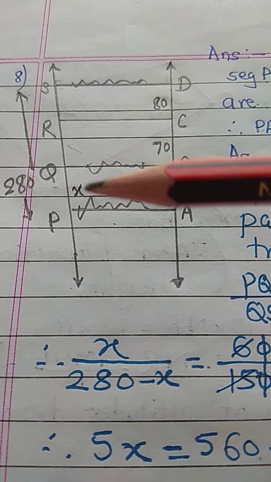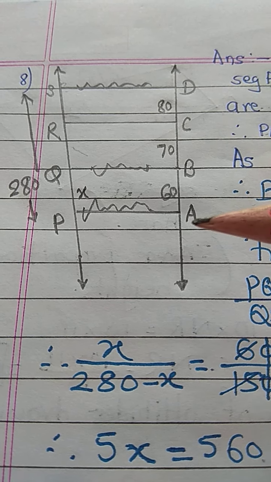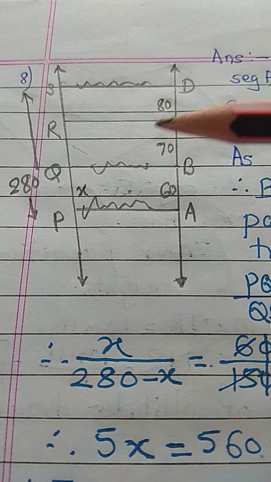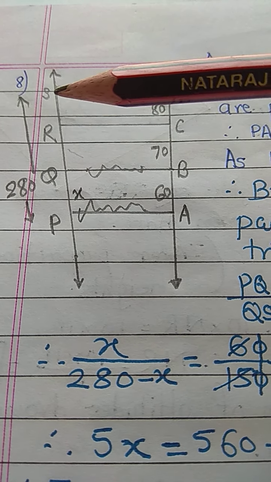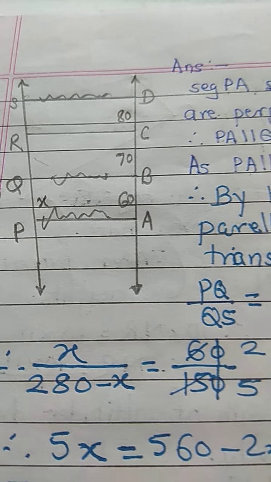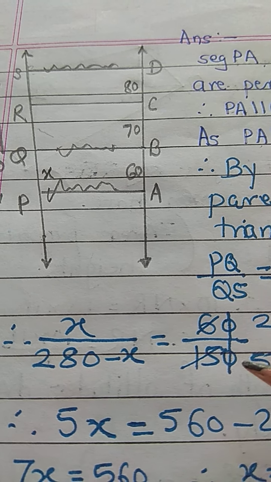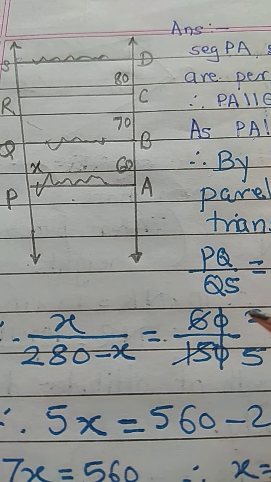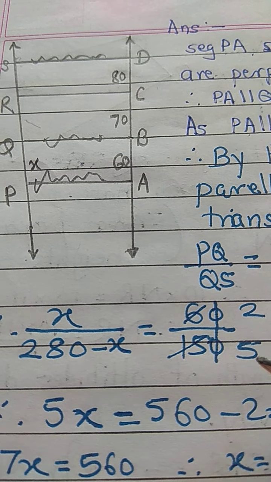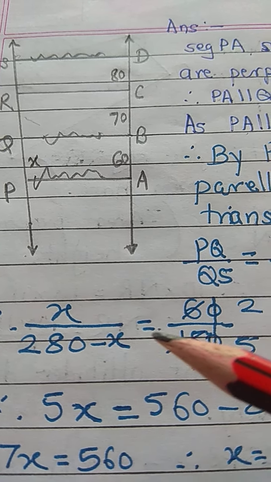So we will write now X upon 280 minus X is equal to AB, which is 60, and BD, which is 70 plus 80. It is 150. So X upon 280 minus X equals 60 upon 150. Dividing the numerator and denominator by 10, 3 2s are 6, 3 5s are 15. By cross multiplication we can have 5 into X is equal to 2 times 280 minus X.